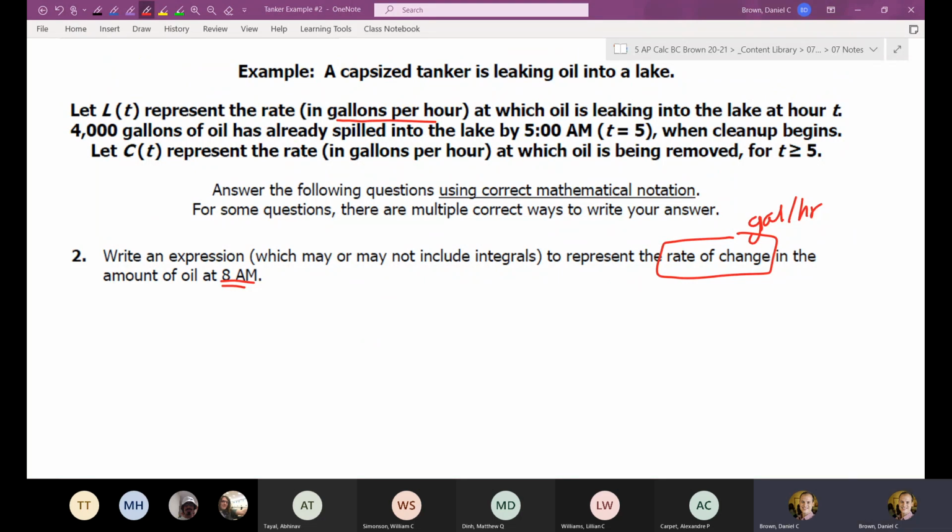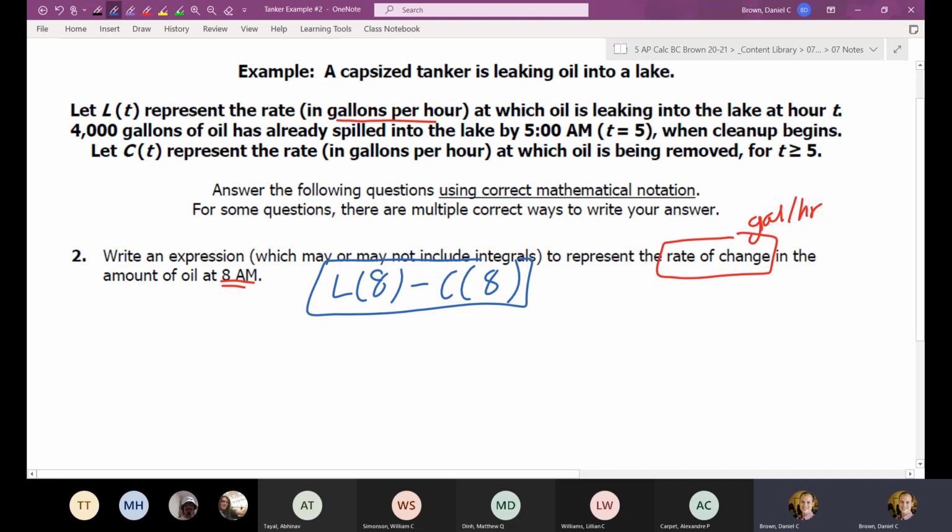Go ahead, Anna. Would it be like L of t minus C of t? So I agree that would be L of t minus C of t in some ways. So we do have the amount leaking in and the amount taking out. But if I want the amount of oil at 8 a.m., instead of writing L of t and C of t, we want to be specific and just write L of 8 and C of 8. So this would be the answer. Again, it just asks for the expression, and that's an 8. So you would just leave your answer like that.